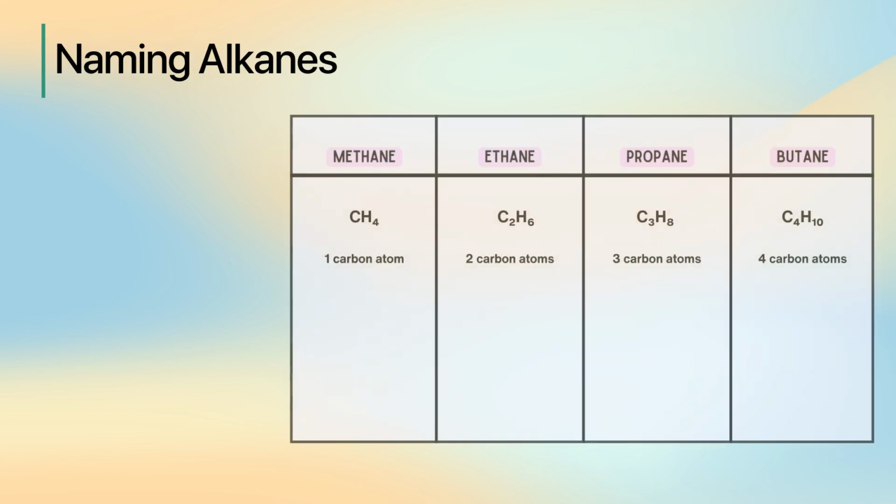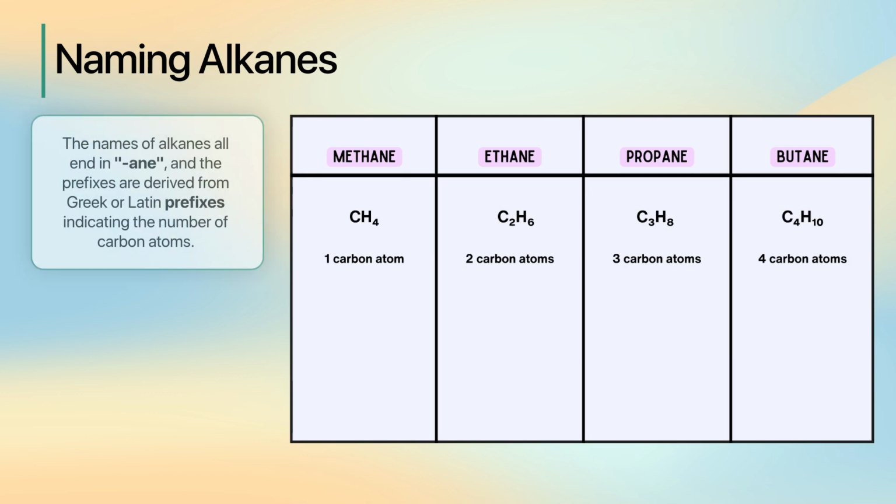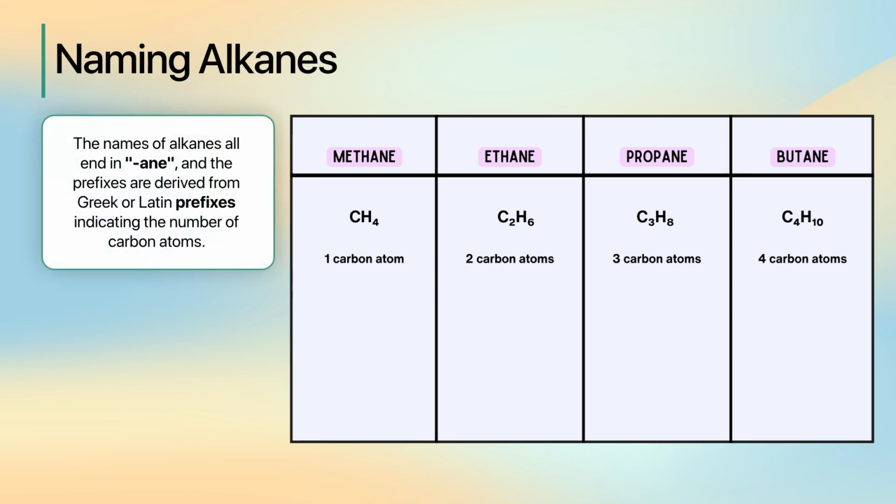The naming convention for alkanes follows a straightforward system based on the number of carbon atoms they contain. Here are some examples: methane, which has 1 carbon atom, ethane with 2, propane with 3, and butane with 4 carbon atoms. The names of alkanes all end in a-n-e, and the prefixes are derived from Greek or Latin prefixes indicating the number of carbon atoms. Let's take a brief look at the structure of those 4 alkanes.